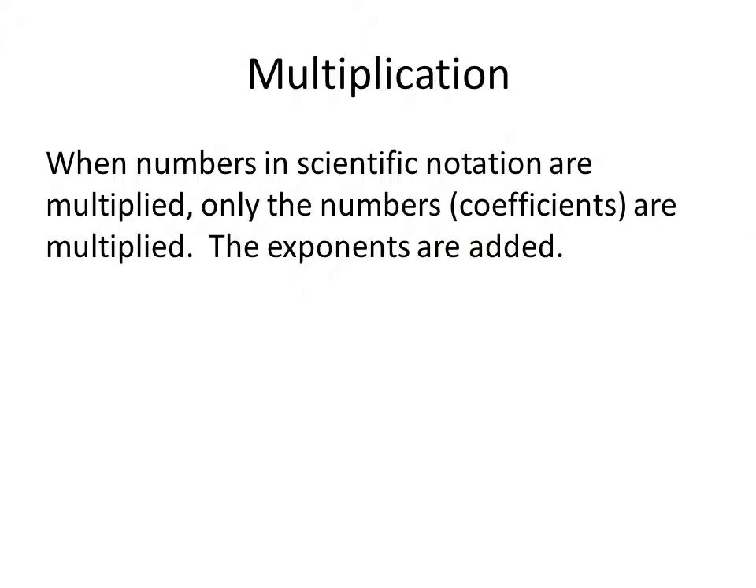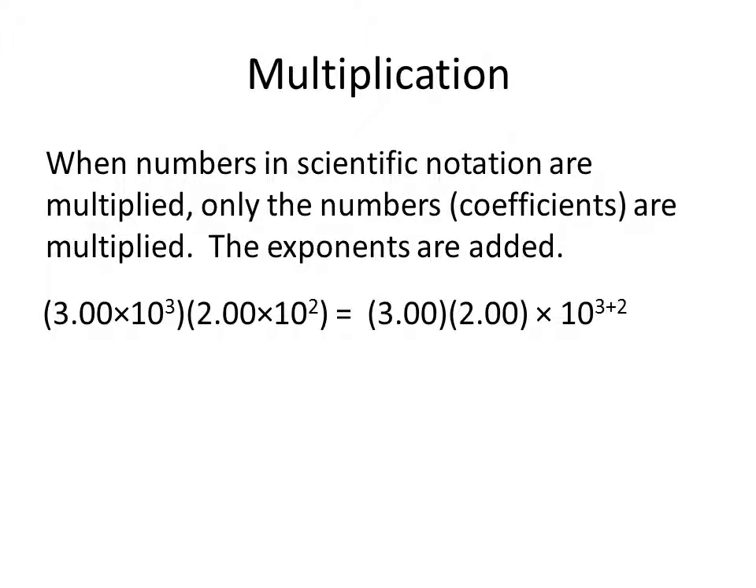So how do we multiply numbers in scientific notation? When numbers in scientific notation are multiplied, only the coefficients are multiplied. The exponents are added. So take a look at this example. We have 3.00 times 10 to the third times 2.00 times 10 to the 2.